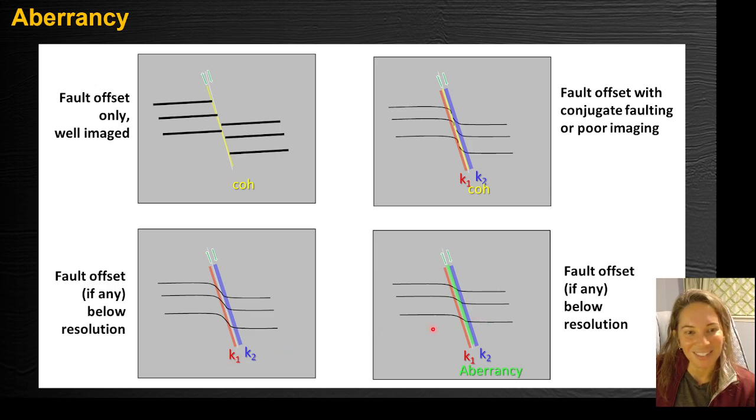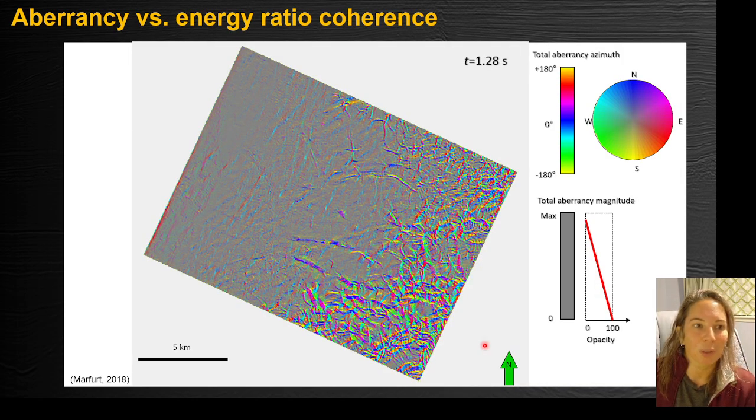In some cases, what's really nice is that you can use aberrancy, which is the derivative of curvature, so it'll actually see what's between your K1 and K2. Let me show you an example of what that looks like in seismic data. We're going back to the Great South Basin. Here we've got our aberrancy. We've got the total aberrancy azimuth shown with colors, so the direction that we're seeing that dipping feature, and then we've got the magnitude of it.